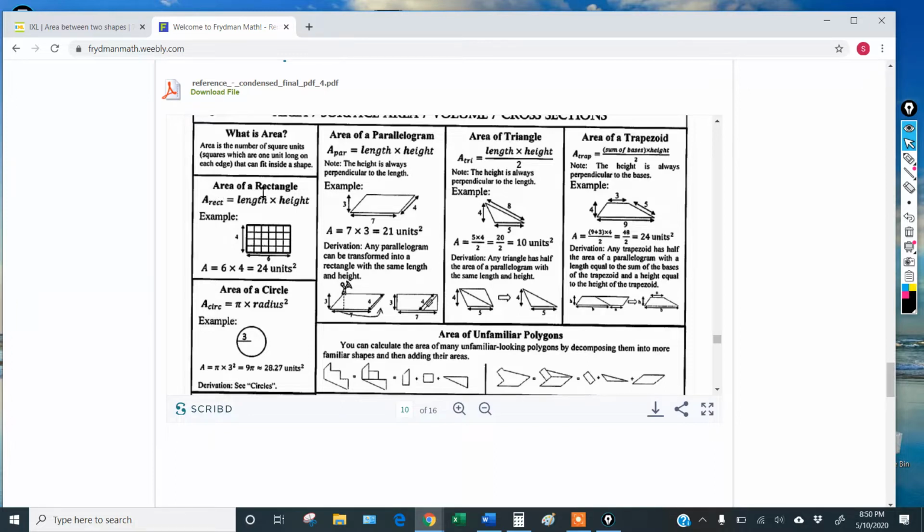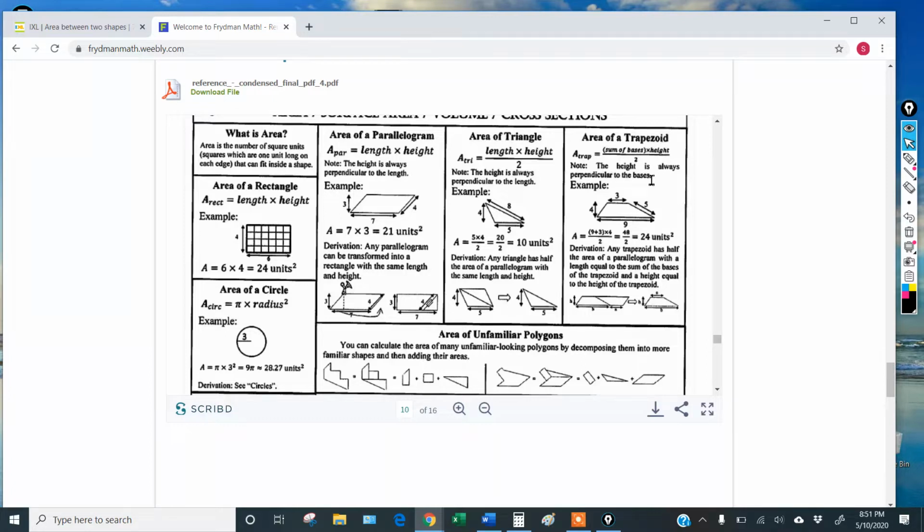To find the area of a rectangle, it's just the length, sometimes called the base, times the height. So you're just multiplying these two numbers. To find the area of a circle, it is pi times the radius squared. For a parallelogram, it's the length of the base times the perpendicular height, not the diagonal height. For a triangle, it is the length of the base times, again, the perpendicular height, and then divided by 2.